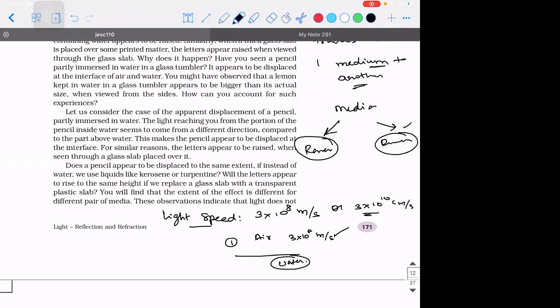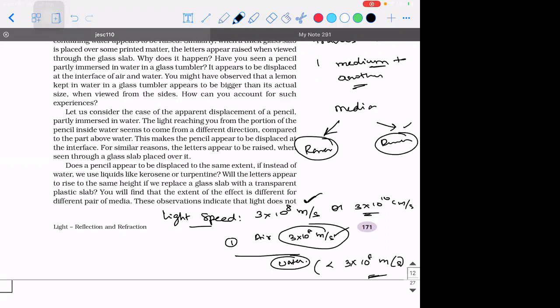I told you one important point. The maximum speed that you can generate is 3 into 10 power 8. That is already present in air medium. So what should happen? As it is entering water, its speed will be less than 3 into 10 power 8 meter per second. Please make a note of this point.